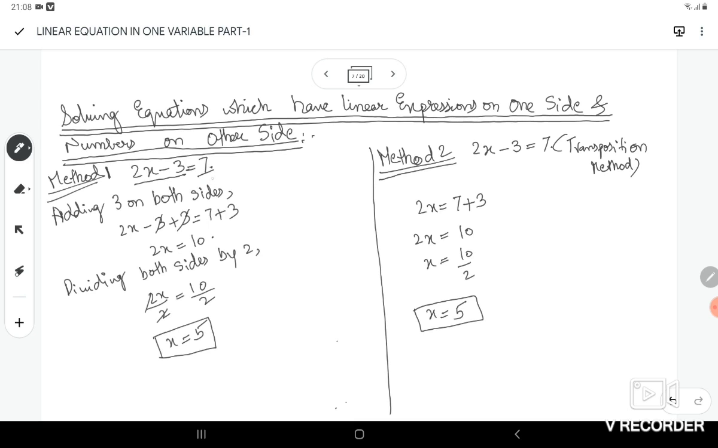That's the property of the equation, that both the left hand side and the right hand side of the equation should be equal. That's why there is an equal to sign. So whatever operation we perform on the left hand side is going to be performed on the right hand side. So 2x minus 3 equal to 7. We can clearly see that first we have to remove this 3 from here. So we are adding 3 on both sides such that minus 3 and plus 3 get cancelled.